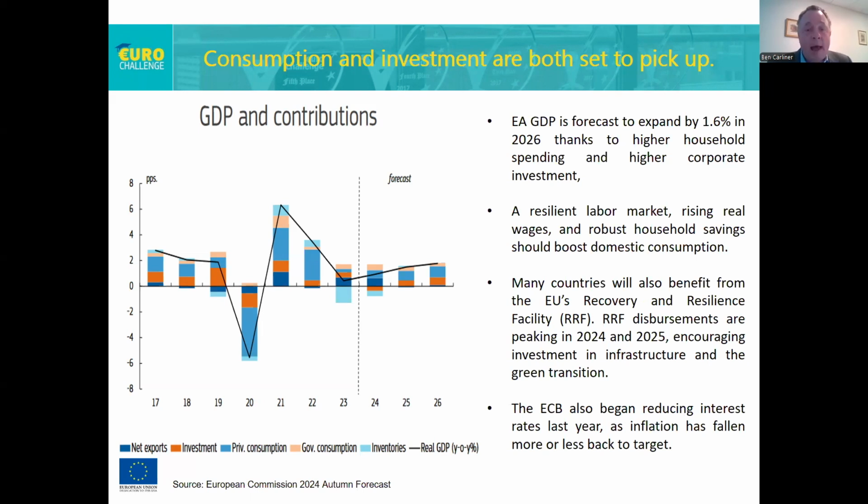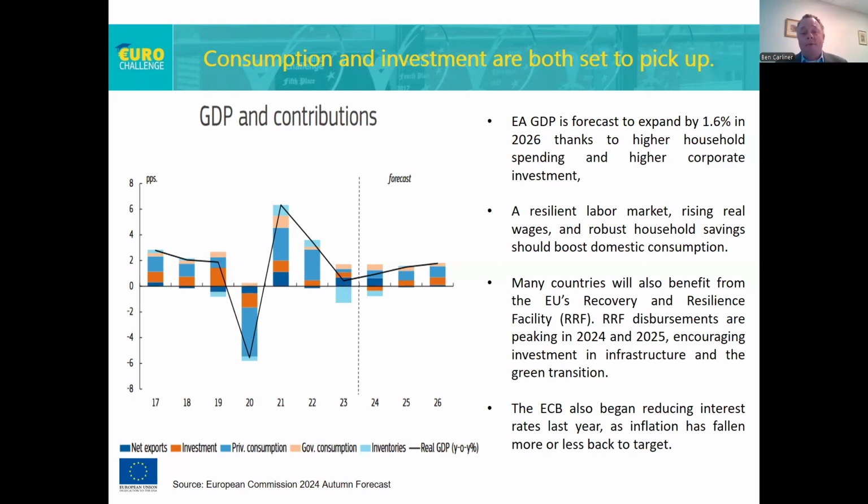And the reason for that is that despite all these shocks and headwinds and challenges, Europe has had quite a strong labor market. They're creating lots of jobs. People have been enjoying real wage gains, which means that they've been getting raises higher than the inflation rate. And they also have a lot of money saved.